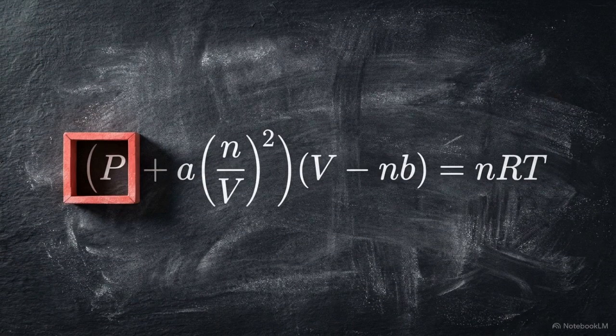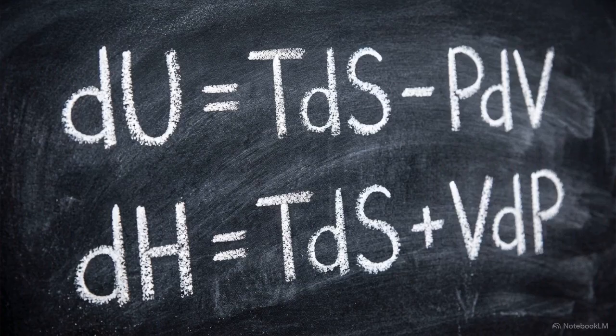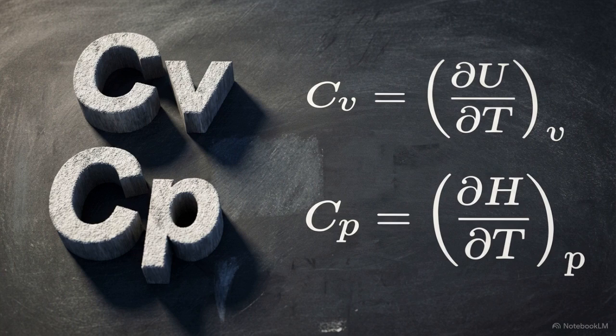For problem 1.1, that means rearranging the van der Waals equation to solve for pressure. From there, problems 1.2 and 1.6 require writing out the total differentials for internal energy, U, and enthalpy, H. This allows you to extract the definitions for heat capacity at a constant volume, CV, and constant pressure, CP.